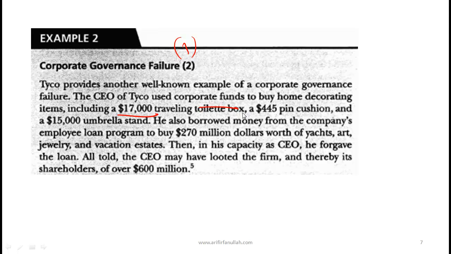What's a traveling toilet box? I don't know. A $445 pin cushion, $15,000 umbrella stand, and to top this all off, he borrowed money from the company's employee loan program to buy $270 million worth of yachts, art, jewelry, vacation estates. Then, in his capacity as CEO, he forgave all the loan. All told, the CEO may have looted the firm and thereby its shareholders of over 600 million.